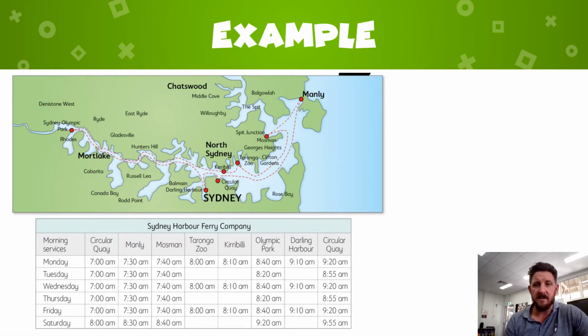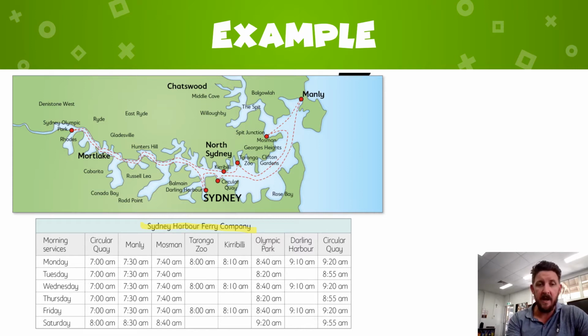So let's have a quick look at this example to start with, and we can see here that we've got a map and it's of Sydney Harbour, and you can see that it's got all the different stops there with the little red dot. What it then does down the bottom is it shows us our timetable. Now if I quickly highlight the title, here it is here, it actually tells us a little bit of information about this graph. So it says here, Sydney Harbour Ferry Company. So it's about the ferries that are in Sydney Harbour. Really important we know that because that helps us to comprehend and understand what the timetable is telling us.